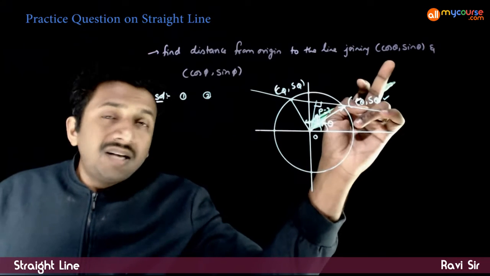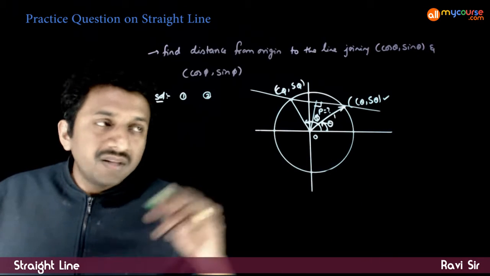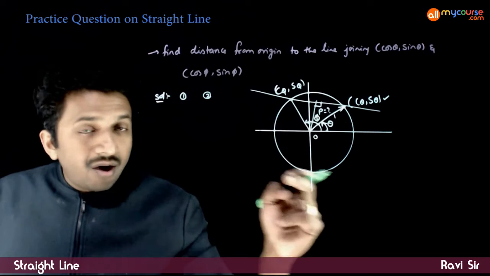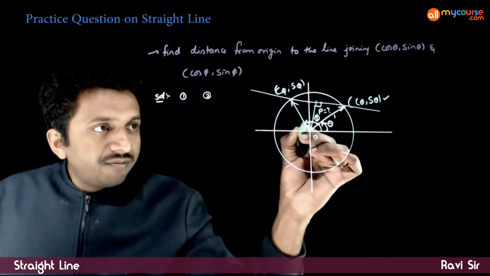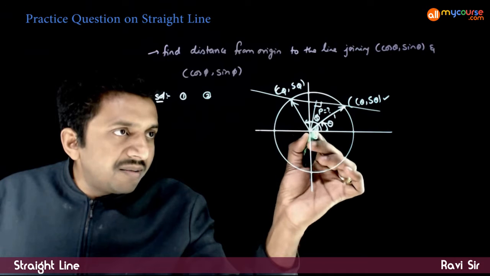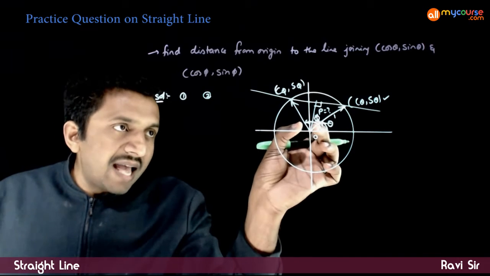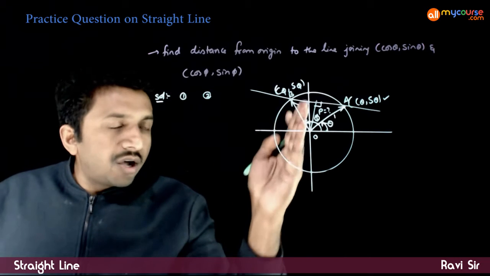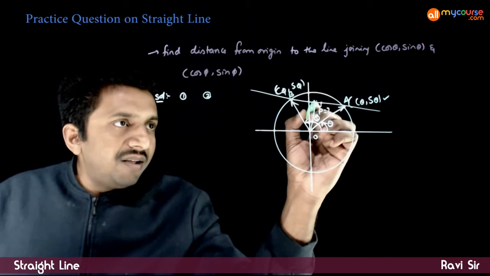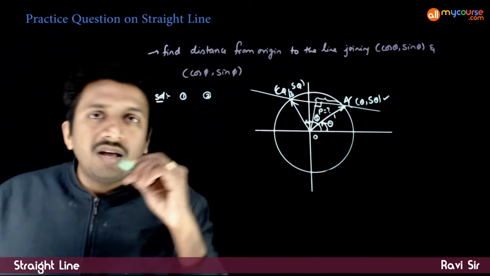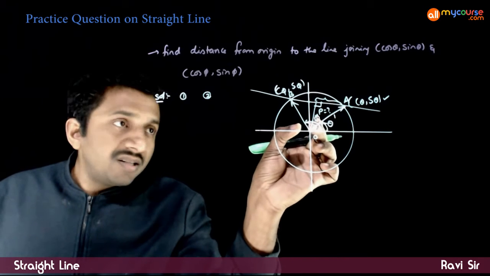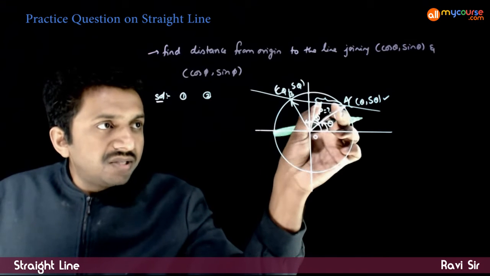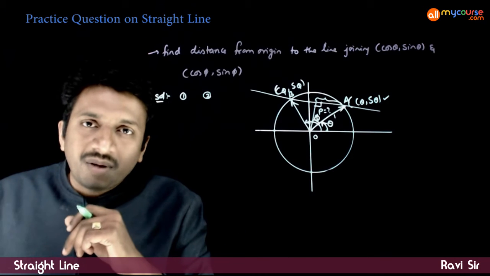We know that (cos theta, sin theta) is a point on a unit circle such that the ray makes an angle of theta with the x-axis. And (cos phi, sin phi) is also a point on the unit circle such that this ray makes an angle of phi with the x-axis. Now the angle between them is phi minus theta. If you take these two points as A and B, and draw the perpendicular distance, this perpendicular divides the chord AB into two equal halves. Because the total angle is phi minus theta, half of this angle will be (phi minus theta) by 2, and using the trigonometric ratios, we can find this perpendicular distance.